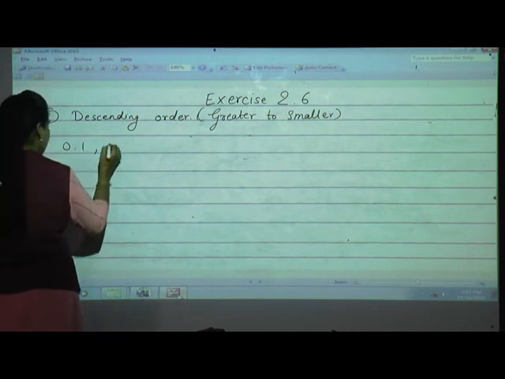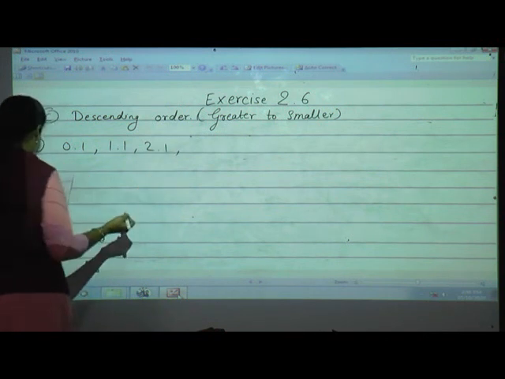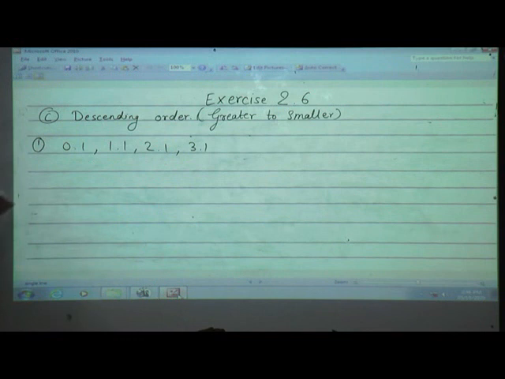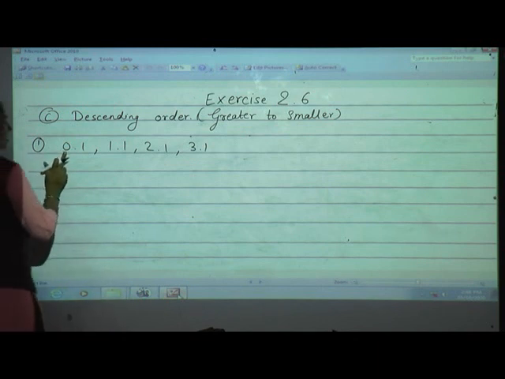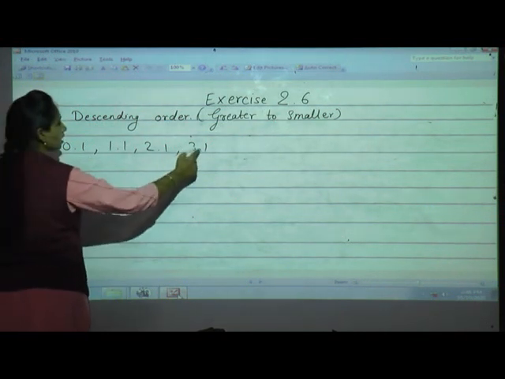0.1, comma, 1.1, comma, 2.1, comma, 3.1. Now see this question. Descending means greater to smaller. Now in this question, which is greater, student? In the whole place 0, 1, 2, 3. Which is greater? Of course 3 is greater.